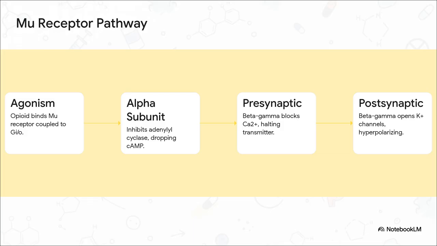Opioids are full agonists at the mu receptor, which is coupled to inhibitory Gi/o proteins. When the opioid binds, the G protein splits. The alpha subunit goes off and inhibits adenylyl cyclase, drastically dropping intracellular cAMP. Simultaneously, the beta-gamma complex does two distinct physical things. Presynaptically, it blocks calcium channels to halt the release of pain transmitters like substance P. Postsynaptically, it opens potassium channels to hyperpolarize the nociceptive neuron.